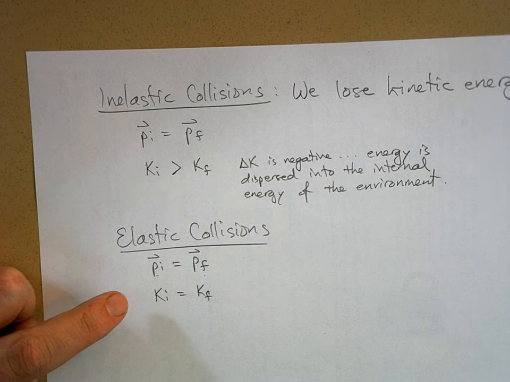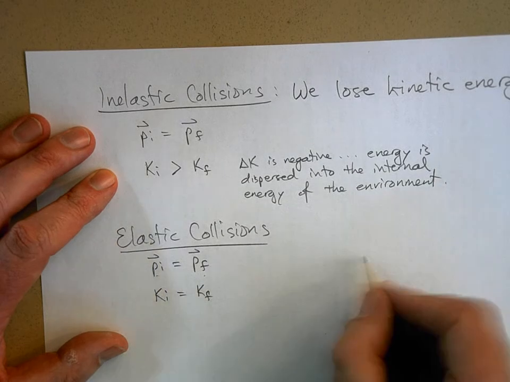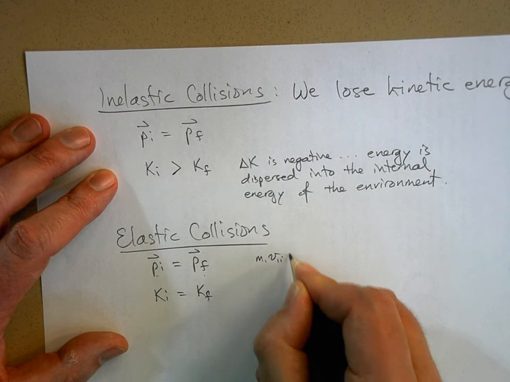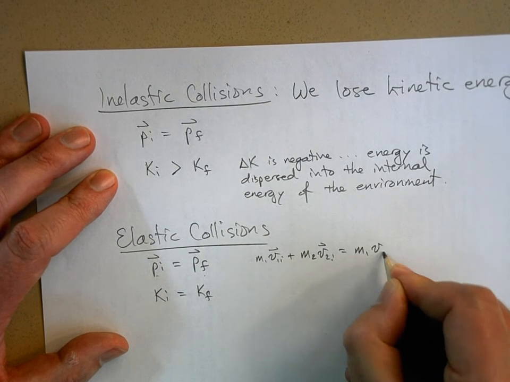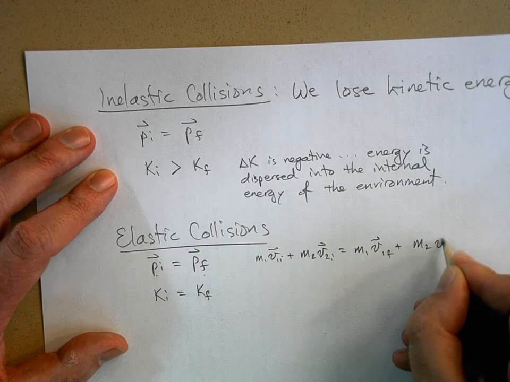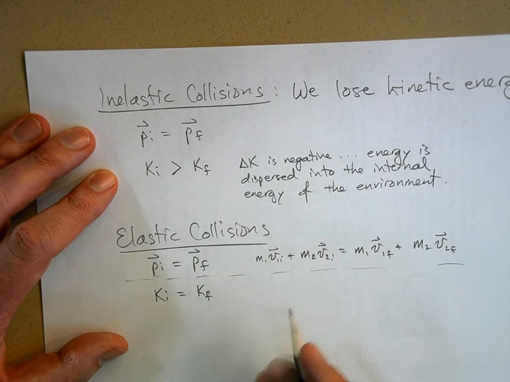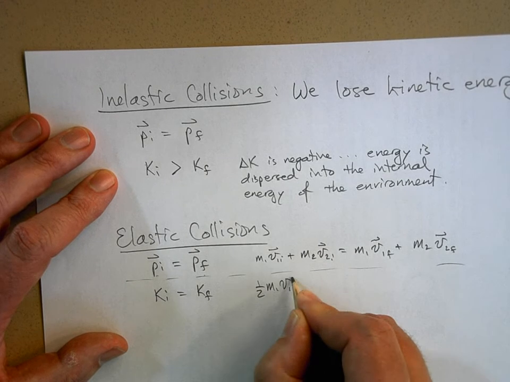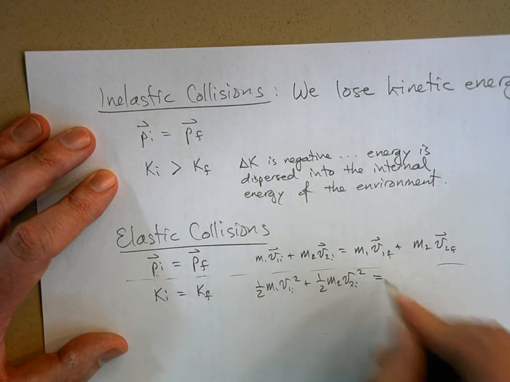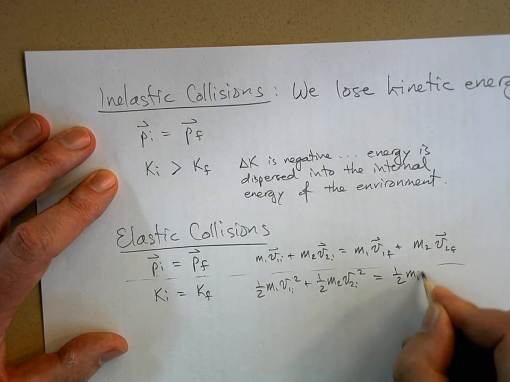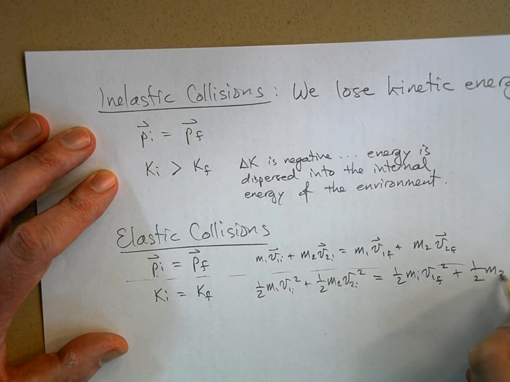Elastic collisions are really hard. This has an additional equation. Let me rewrite. This is M1 V1 initial plus M2 V2 initial is equal to M1 V1 final plus M2 V2 final. But in here, you also have 1/2 M1 V1 initial squared plus 1/2 M2 V2 initial squared equals 1/2 M1 V1 final squared plus 1/2 M2 V2 final squared.